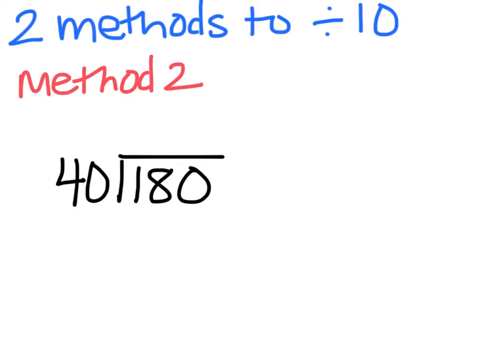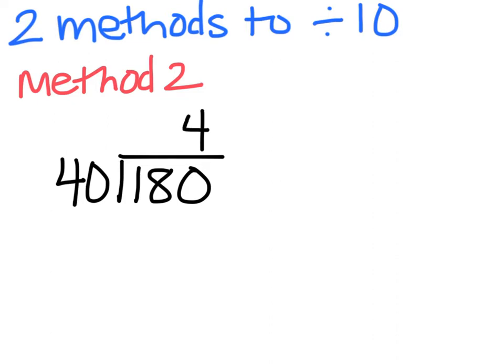Let's use method 2, the standard long division method, so that we're able to find our remainder, or the number that's left over that doesn't fit evenly when we divide our dividend by our divisor. So how many times will 40 fit into 180? Well, let's think about this. If 4 times 4 is 16, that would make 160, correct? And that would fit into 180. So let's try 4.